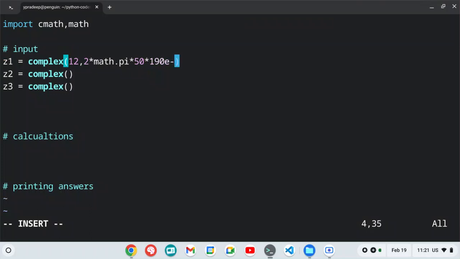Milli means 10 to the power of minus 3, but you can use scientific notation, e power minus 3. Any doubts here? I am calculating the value of impedance Z1. It has two components, real and imaginary. The real component is 12, given in the question. Imaginary is XL, the inductive reactance, 2 pi f into L, 2 into pi into f into L.